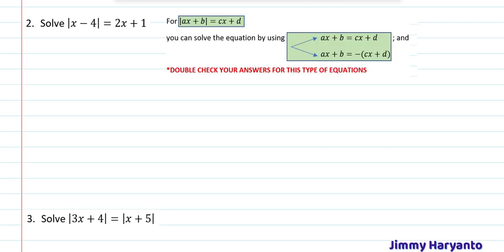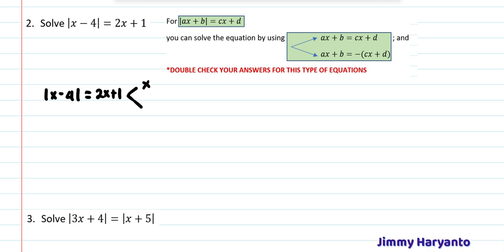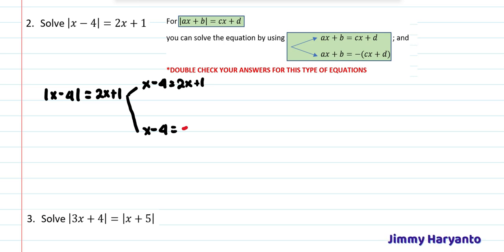Okay, so for the second type of equation, the method is still the same. You only have to split them into two parts like this. So you will have x minus 4 without the modulus sign equals to 2x plus 1, and then for the second part it will be x minus 4 equals to negative, open bracket, the right hand side, 2x plus 1. Okay, don't forget to use brackets. So if we solve the first part, it will be negative x equals to 1 plus 4 equals to 5. So x will be equals to negative 5.